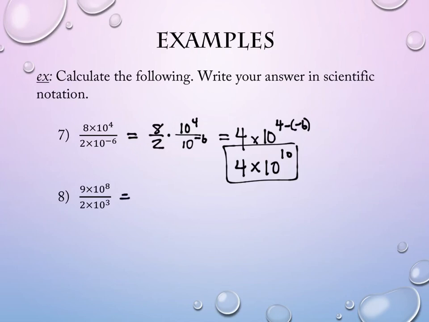The next one, I won't write it this time. We'll just think about it that way. I have 9 divided by 2. What's that? 4.5 is right. And then when I consider my powers of 10, what do I get? 8 on top, 3 on bottom. I subtract and I get 5.